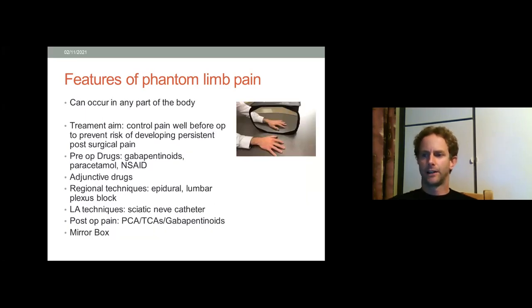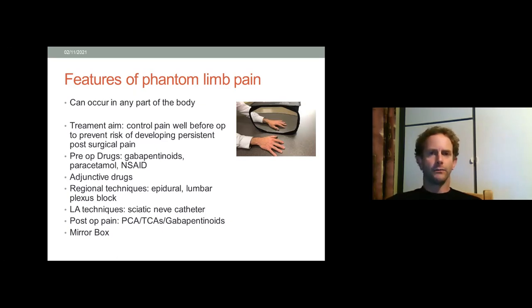And it can occur in any part of the body. So it's not just limbs. So you can have it in patients who had a mastectomy, patients who had teeth out, patients who had their eyes out, and also in patients that have had gender reassignment therapy.